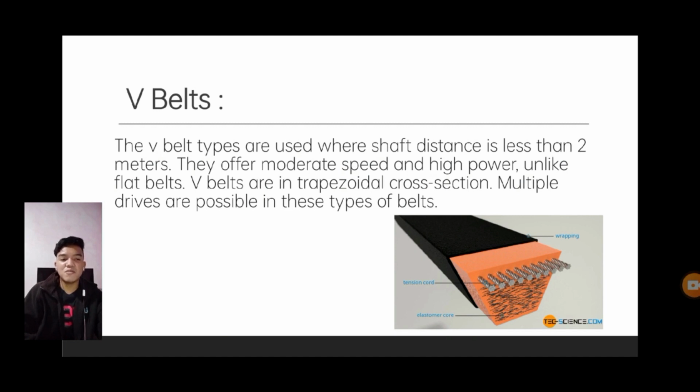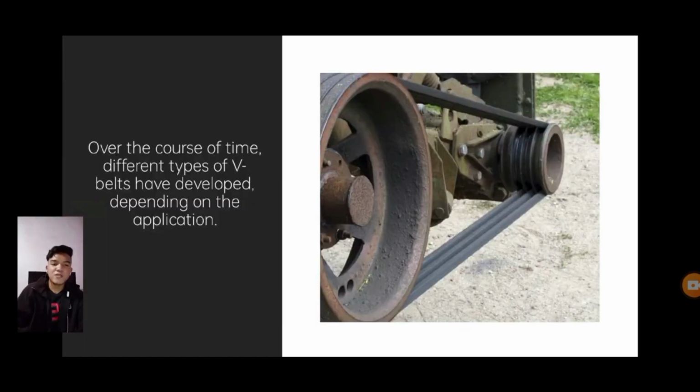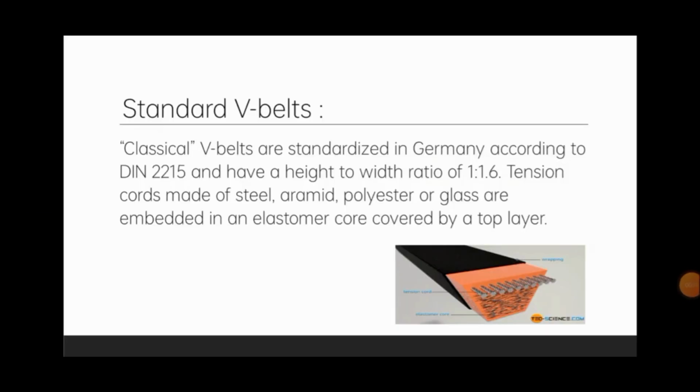This geometry multiplies the low tension force to increase friction force on the pulley sidewall. Over the course of time, different types of V-belts have developed depending on the application. The first type of V-belt is called standard V-belts. It is also known as classical V-belts. It is standardized in Germany according to DIN 2215 and has a height to width ratio of 1:1.6.